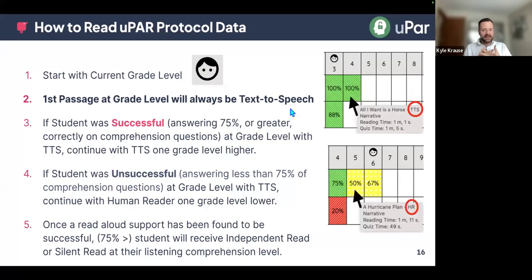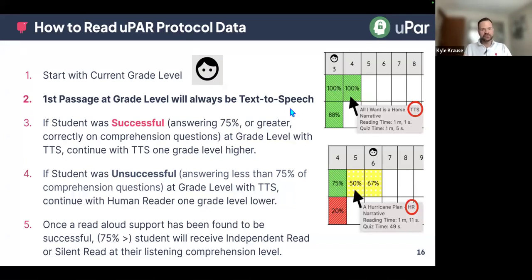Once that read aloud support has been found to be successful, that's where number 5 comes into play. They receive that independent reading, or silent reading, at that same level where their listening comprehension was found to be successful. So again, in that below graphic, you have that 6th grade student who was successful at the 4th grade level, hitting 75% correct on those comprehension questions. So there is where we give them that silent reading passage at that independent level to show what they can do without those supports. This uPar is not meant to give a child an independent reading score or a Lexile score by any means. We only give them that independent score as a baseline compared to what they can do successfully with that accommodation.